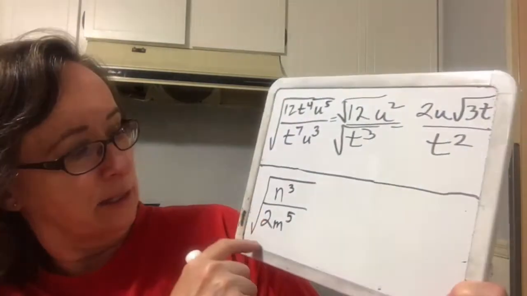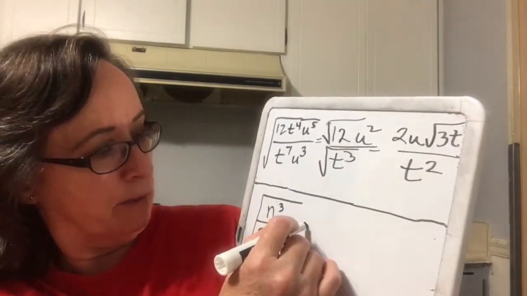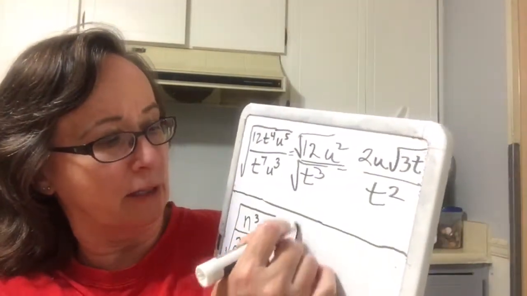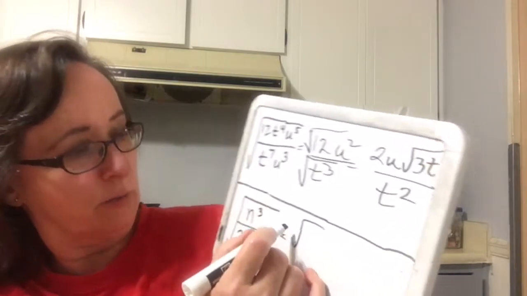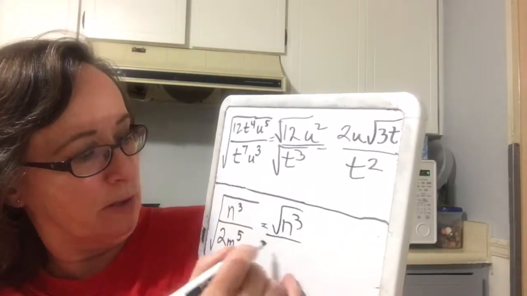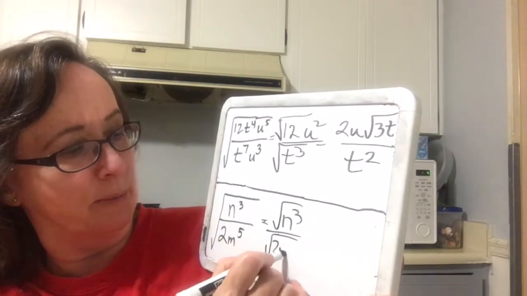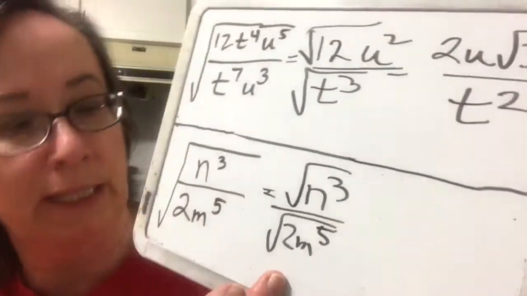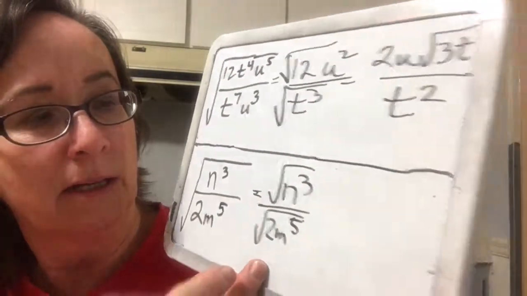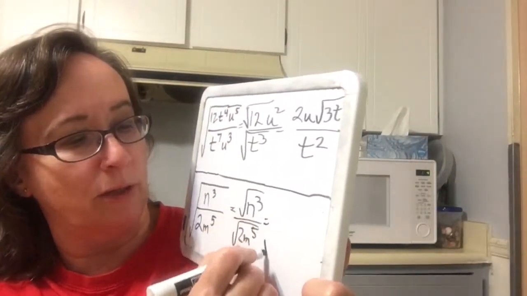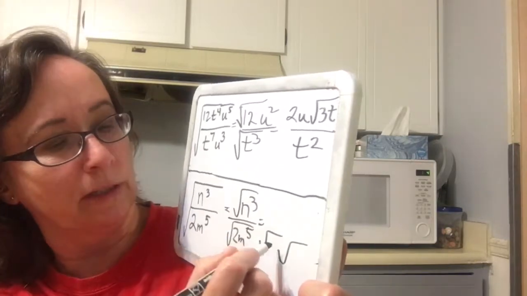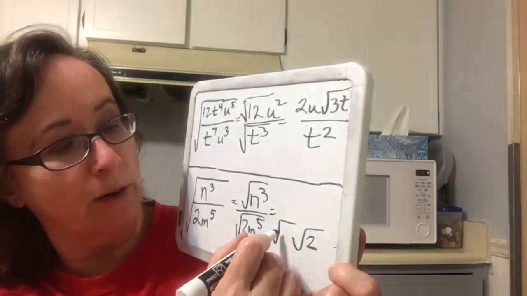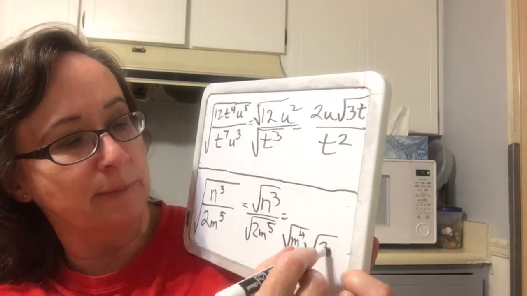So we've got the cubic root, and there's no reason to keep these together at all, okay? So we've got the square root of n cubed over the square root of 2m to the 5th. Now, I don't want to rationalize this thing right now because it's not simplified yet. So let's go ahead and break this up into perfect and leftover. So 2 is a leftover. It's not a perfect square. m to the 4 and m.